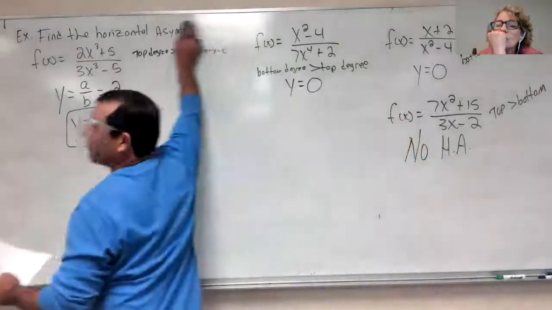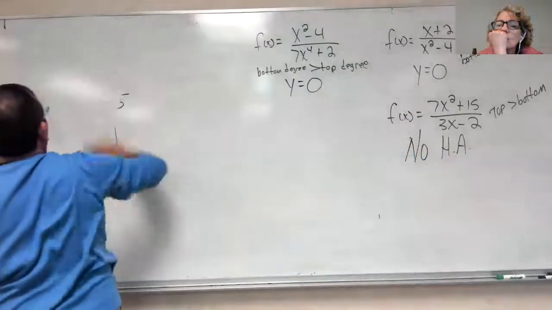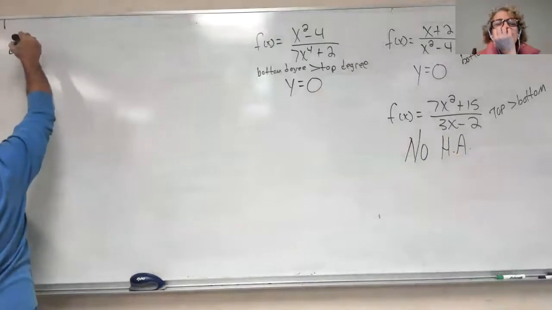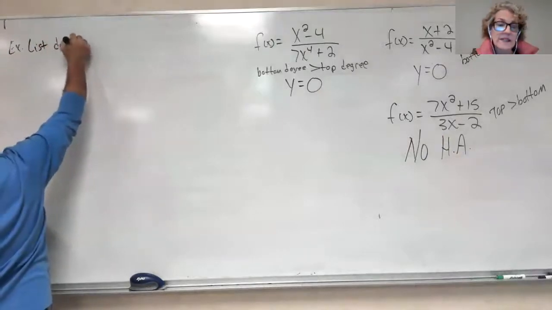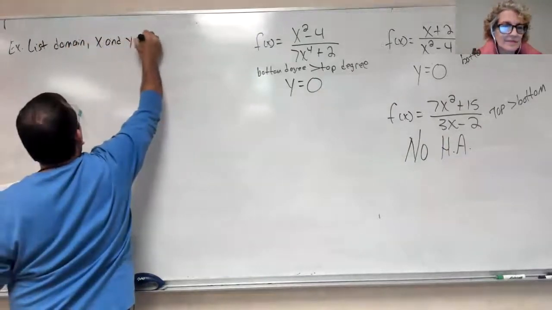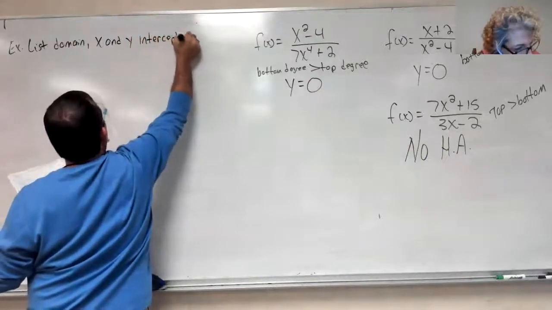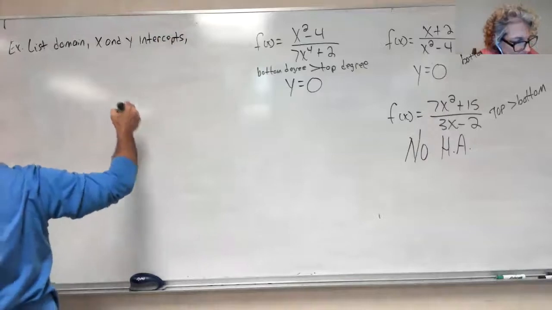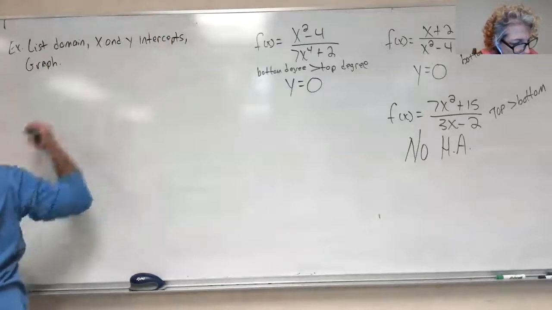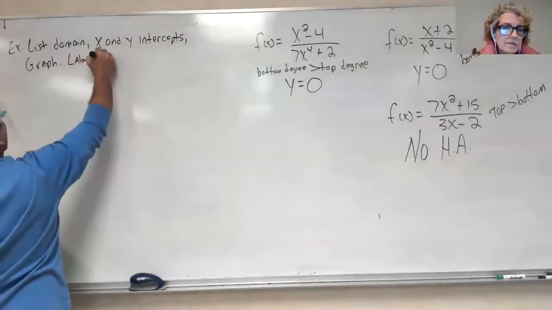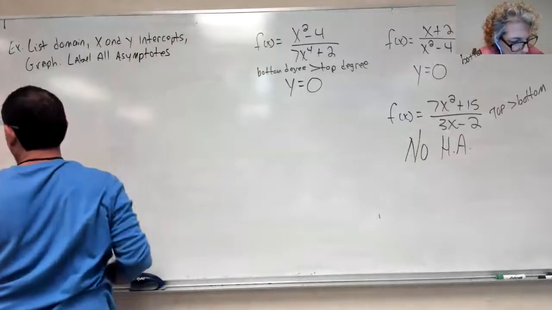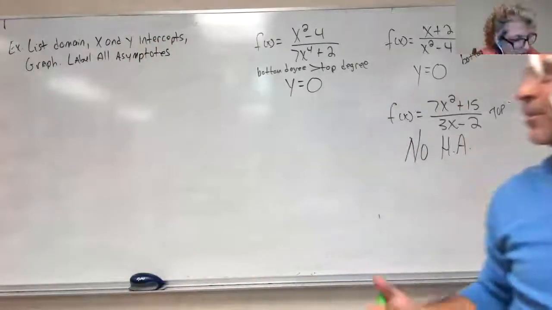All right, so here's the fun one. I'm thinking I can get this in real quick. On this one, we're going to list the domain, X and Y intercepts, and graph. Be sure to label all the asymptotes. So label all asymptotes.